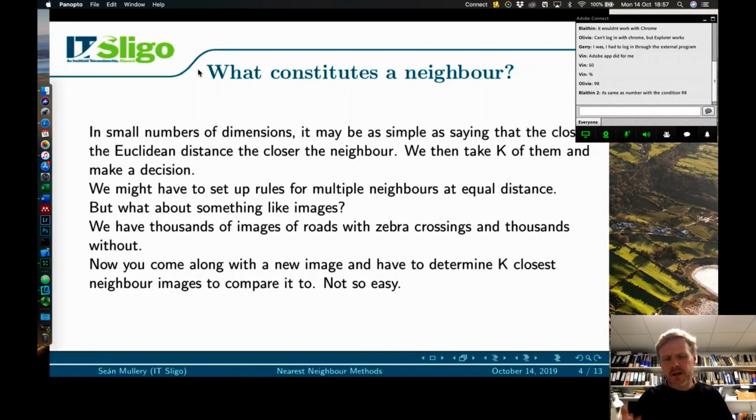So what constitutes a neighbour? In small numbers of dimensions, so when you're not dealing with thousands of dimensions.